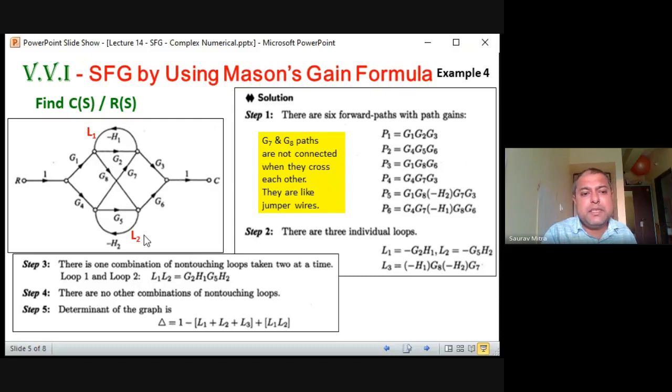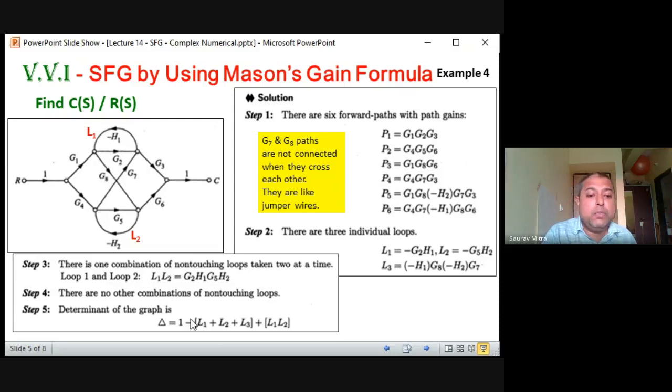And delta is also very easy. So what is delta? Delta is 1 minus the individual loops. How many individual loops are there? There are three individual loops. So all these three you have to write here. That means it will become 1 plus G2H1 plus G5H2 minus, because here both the minuses get multiplied and become positive, so 1 minus of minus. That means the denominator will become 1 plus G2H1 plus G5H2 minus H1H2G8G7. Okay, this is the thing, and plus the multiplication of these two. So plus G2H1G5H2.